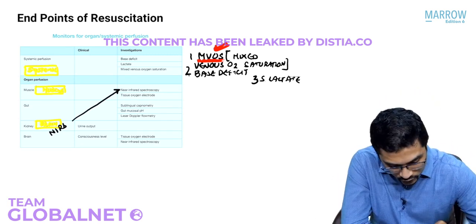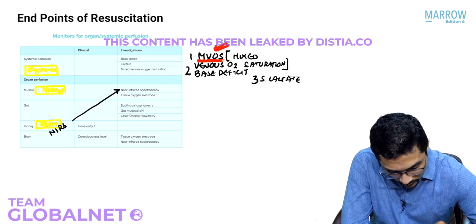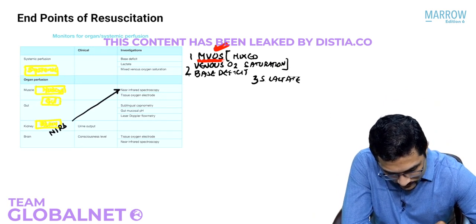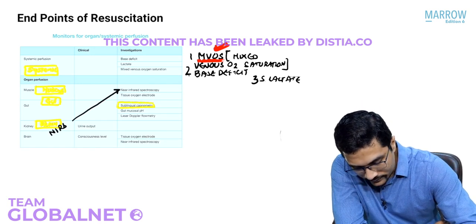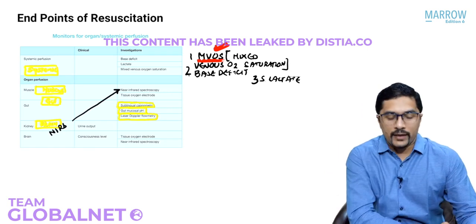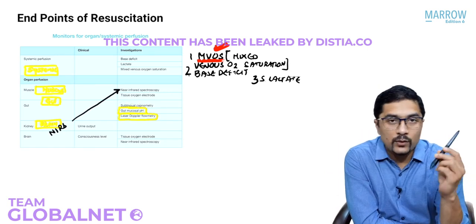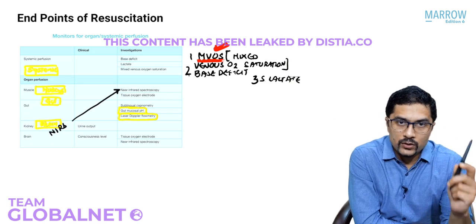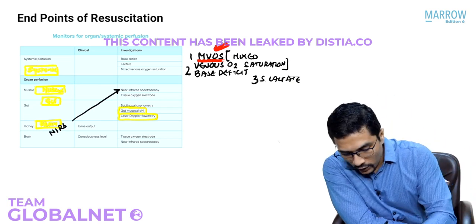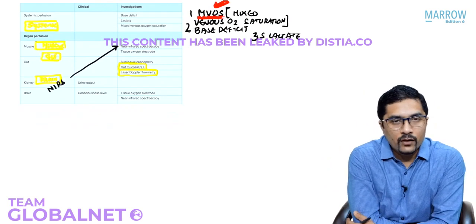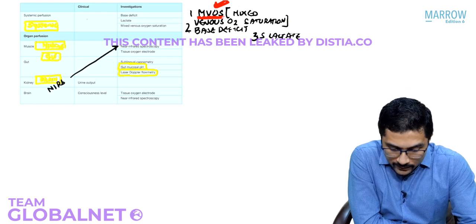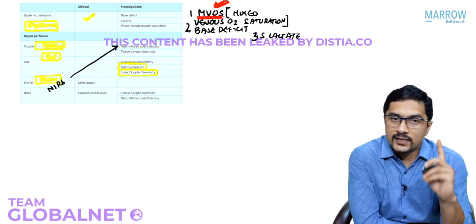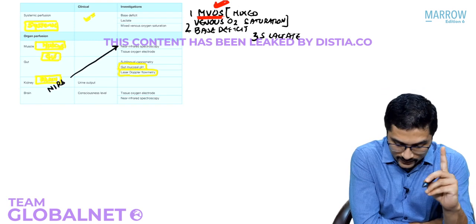For gut perfusion, there are three of them: sublingual capnometry, gut mucosal pH, and laser Doppler flowmetry. You have to remember these endpoints. This is a table directly from Bailey, but please remember that MVOS is the single best endpoint of resuscitation.